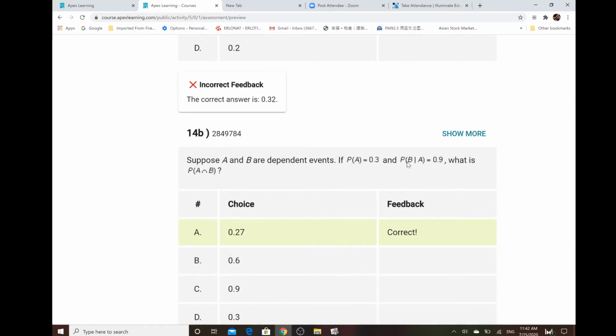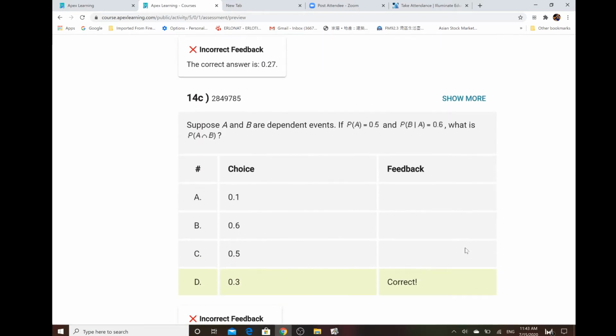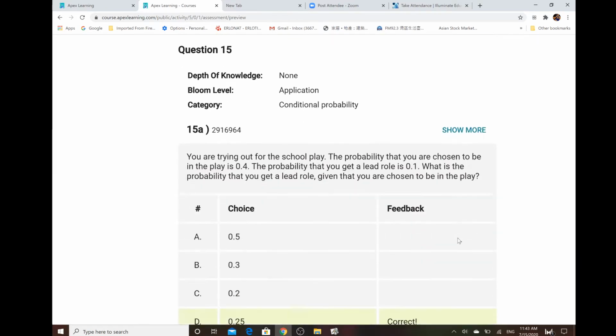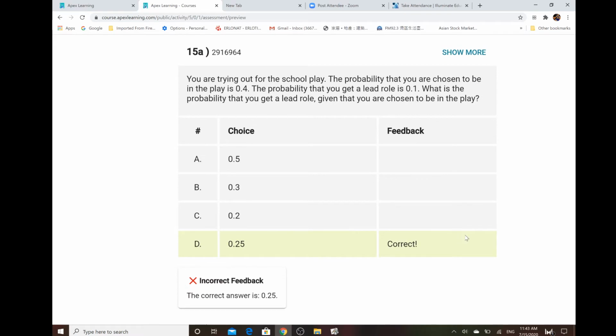Again, if one event relies on the other event, to find out where they intersect, the things they share in common in the Venn diagram, you just need to multiply those two probabilities. So 0.3 times 0.9, then that'll be 0.27. This one's quite similar. Event B depends on event A here. So finding things they share in common, 0.5 times 0.6. So 0.30 or 0.3.